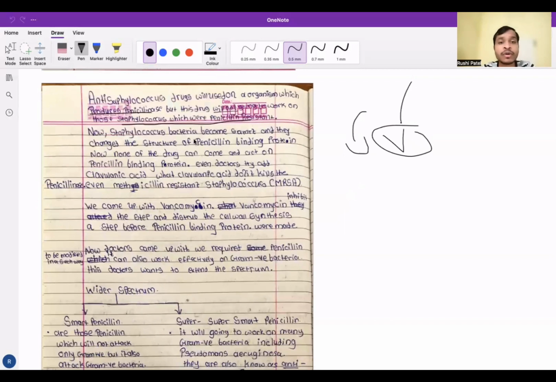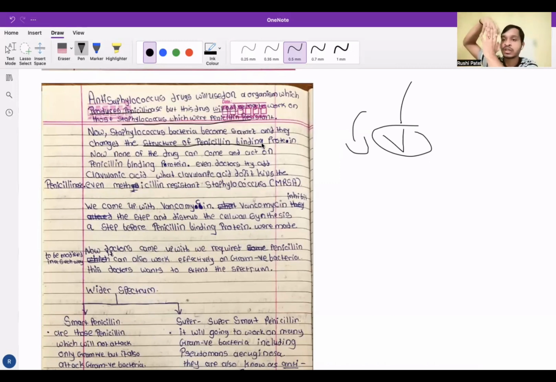Now the staphylococcus bacteria becomes smart and they change the structure of the penicillin binding protein. Now none of the drugs can get in. They come to the cytoplasmic membrane, but they do not show their function. Why? Because they are unable to bind with it.